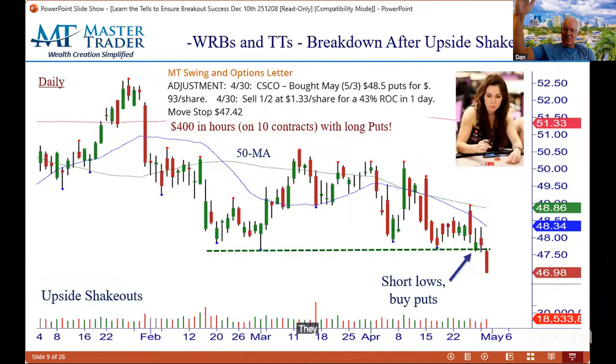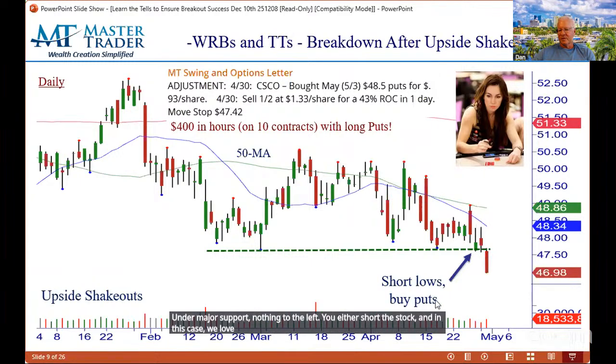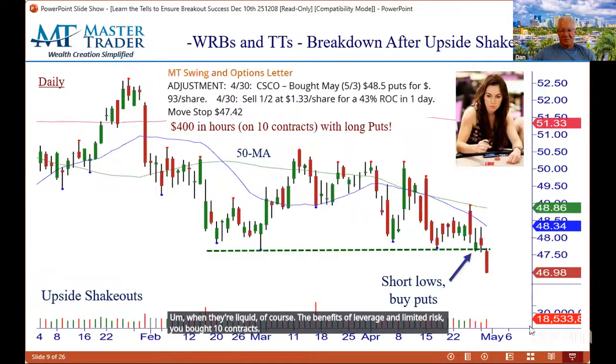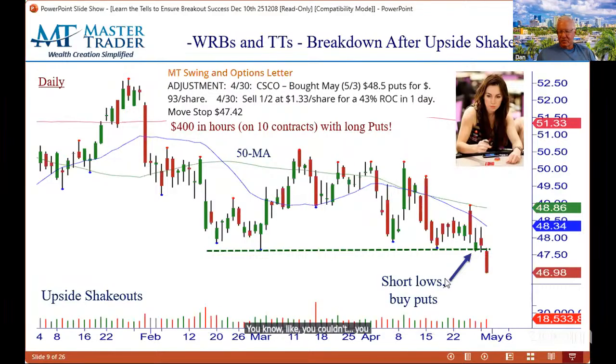They were attempts to go higher, and then selling supply drove it back down. Under major support, nothing to the left. You either short the stock, and in this case, we love buying puts when they're liquid, of course. The benefits of leverage and limited risk. You bought 10 contracts, you can day trade. We love day trading, buying calls and puts when they are liquid.